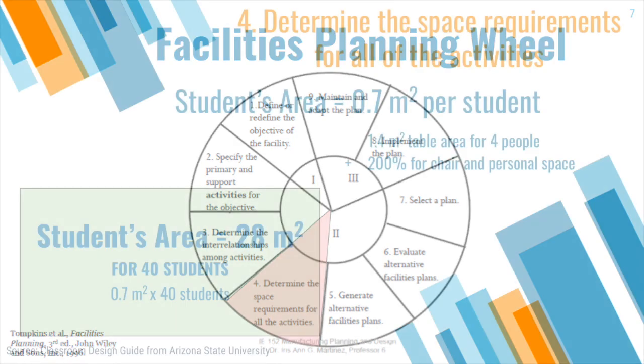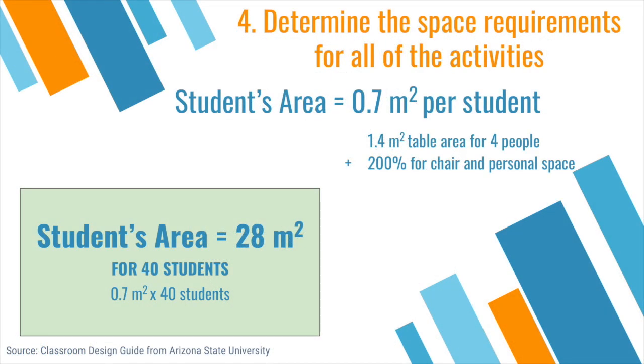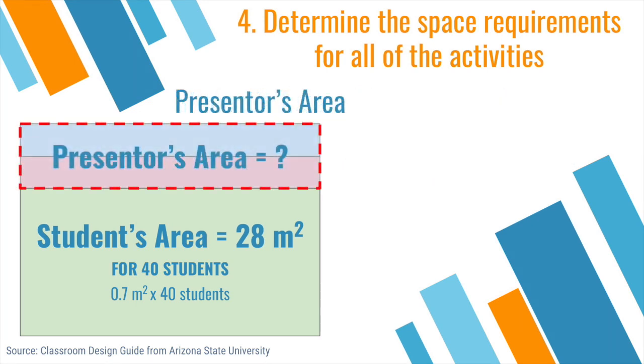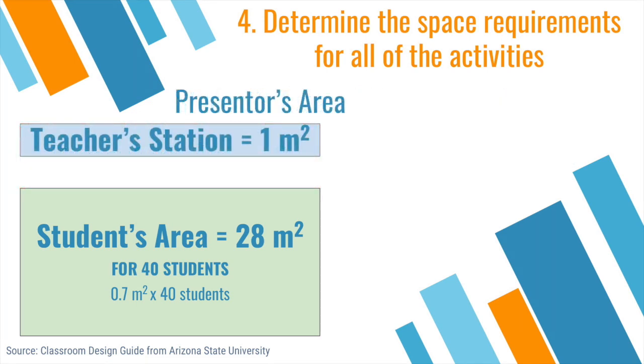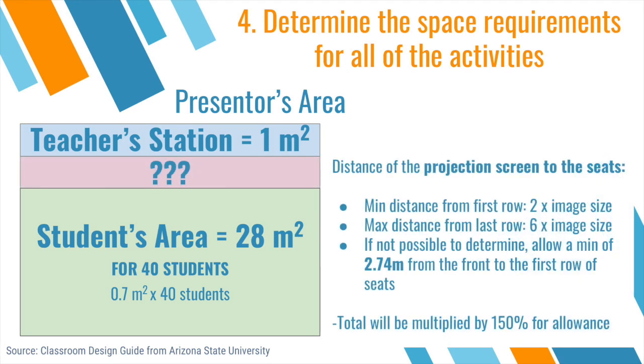Step 4. The students' area should at least be 1.4 square meters where it can fit 4 students. For example, if you have 40 students, you would need 10 tables. And with corresponding allowance based on standards, you would need a total space of 28 square meters. The teacher station should at least be about a square meter in size. For the distance between the projection screen and the seats, the standardized values are shown on your screens. Don't forget to account for allowances.